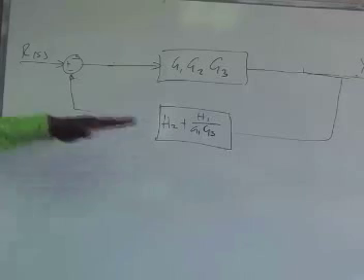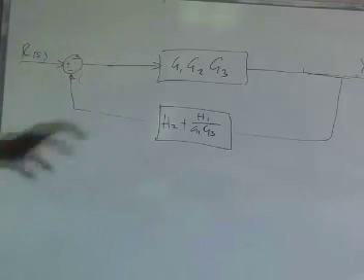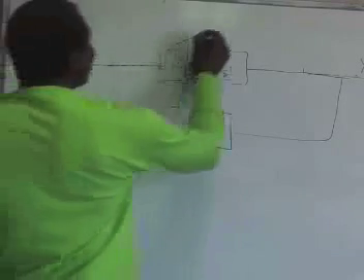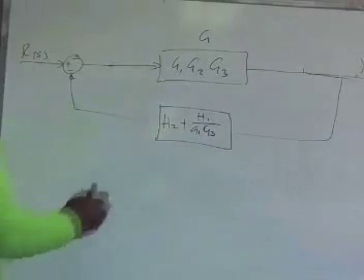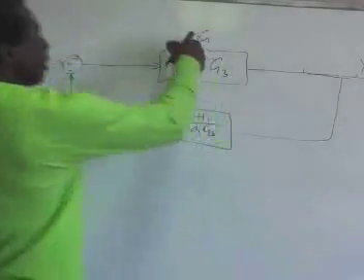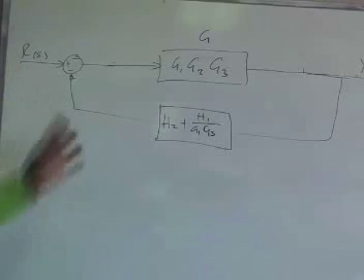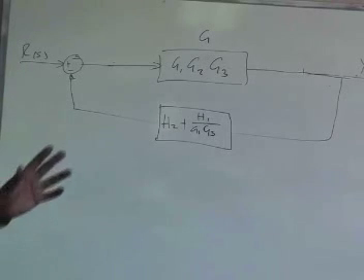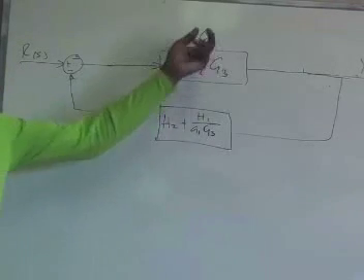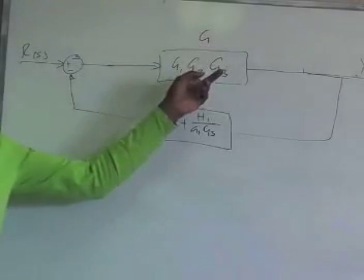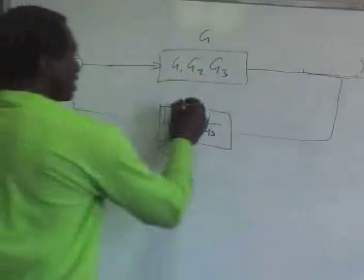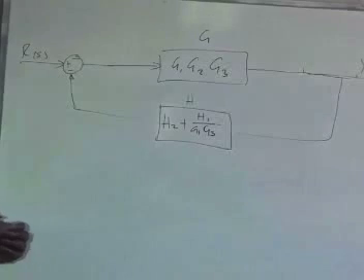So there we are. Now once we are here, we can simply say this is our G. This is our equivalent G. That complicated system which we have, we can say it's a system with a simple G which is like this, and it also has a feedback H which is like that.